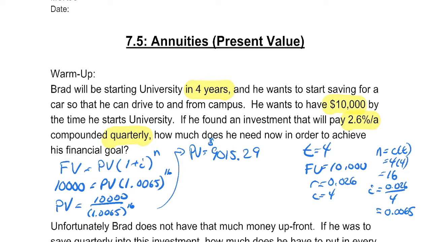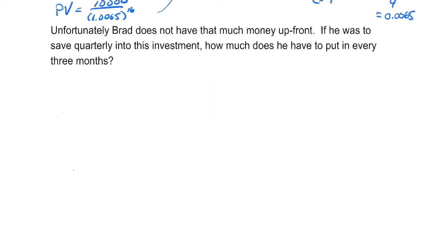So he has $10,000 in 4 years. Unfortunately, Brad does not have that much money up front. So if he was to save quarterly into this investment, how much does he have to put in every 3 months? Because now he's going to be putting in some money on a regular basis, that's the definition of an annuity. And because the period that he's putting in money every 3 months happens to match the investment, which is paying him interest every 3 months, or quarterly, that's the idea of a simple annuity.